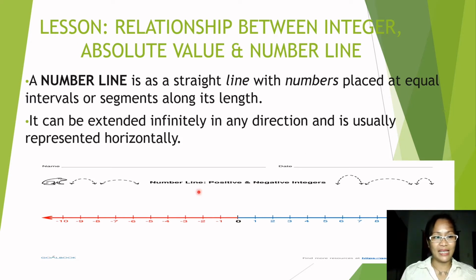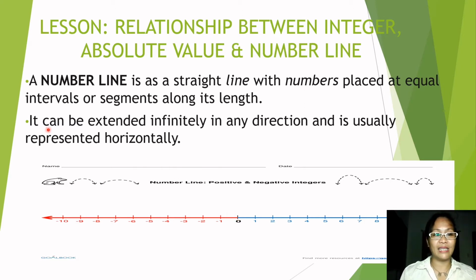Okay? So, gaya nga ng sinabi dito, a number line is a straight line with numbers placed at equal intervals or segments along its length. So, ito nga siya. It is a straight line na kung saan ang kinagigitnaan ay 0. So, ito yung center point natin. At saka, yung distance ng mga lines ay pare-pareho.